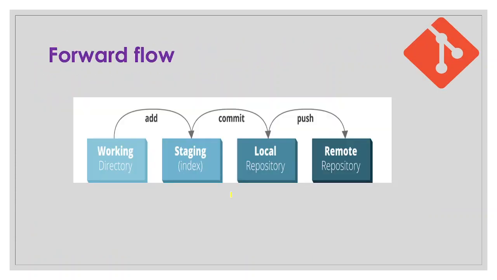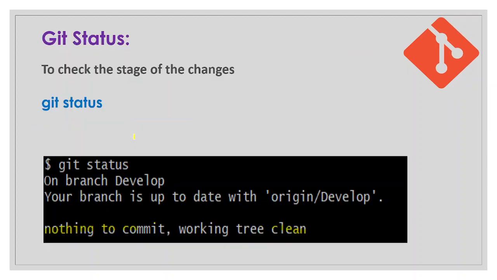Any questions on this forward flow or happy path flow? We'll discuss how we can backtrace everything, how we can revert everything back to the previous states. But this is how we are going to push the changes to a remote repository, making the changes from your local to remote. Any questions over here?